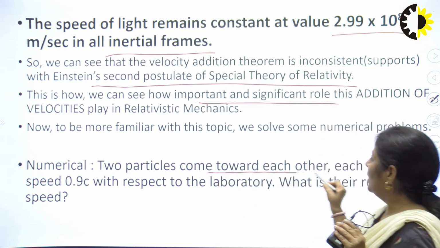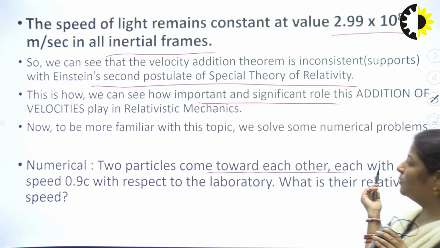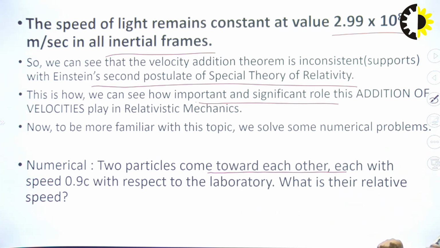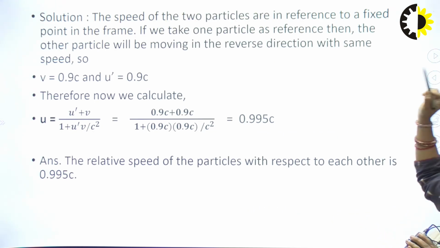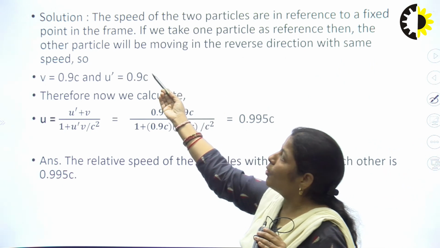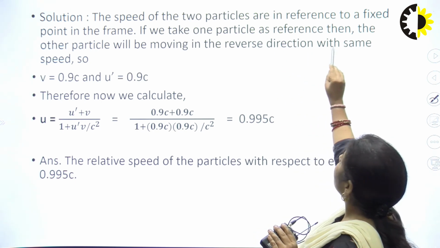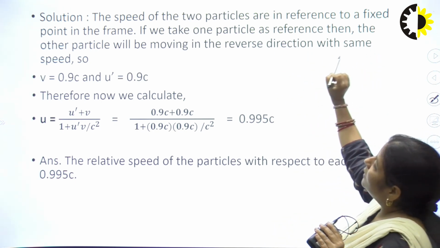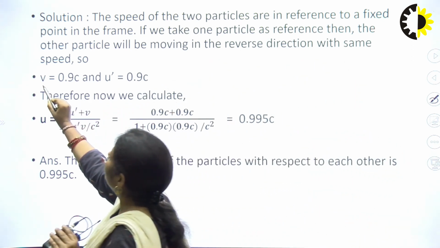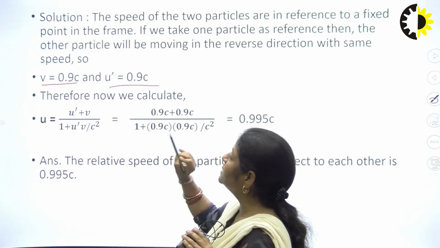Then we are having some numerical problems which you can see. Two particles come toward each other, each with a speed of 0.9 c with respect to the laboratory. What is their relative speed? That is the question. In this question, the speeds of the two particles are in reference to a fixed point in the frame. We have to choose a fixed point and take one particle as the reference, and then the other particle will be moving in the reverse direction with the same speed. So we will have the value v as 0.9 c and u dash as 0.9 c.